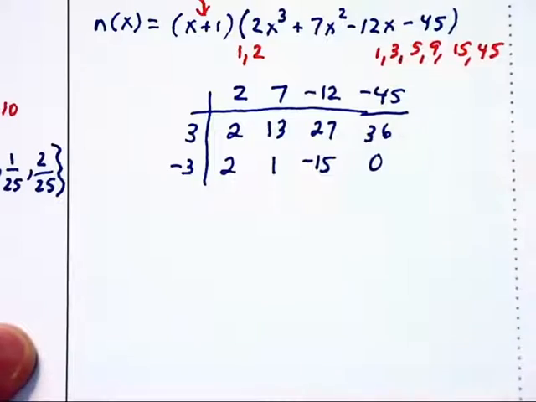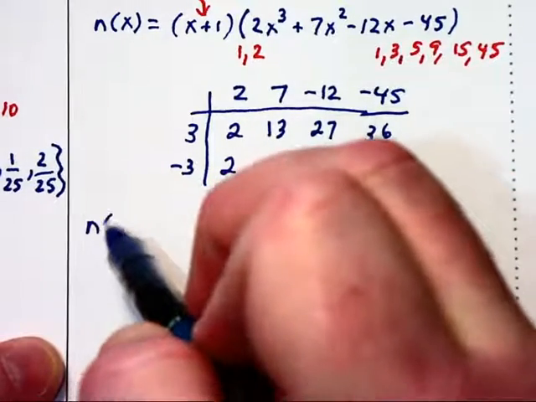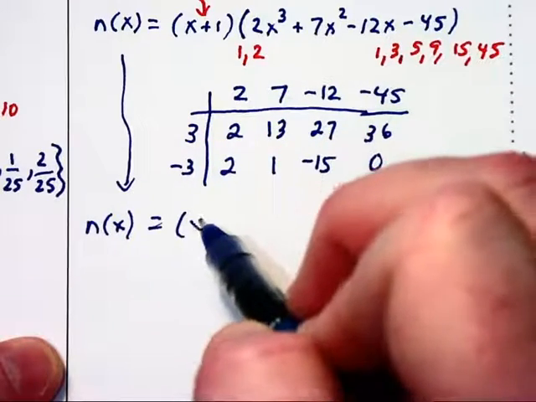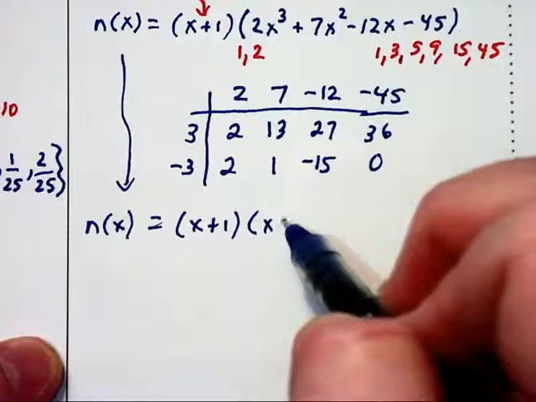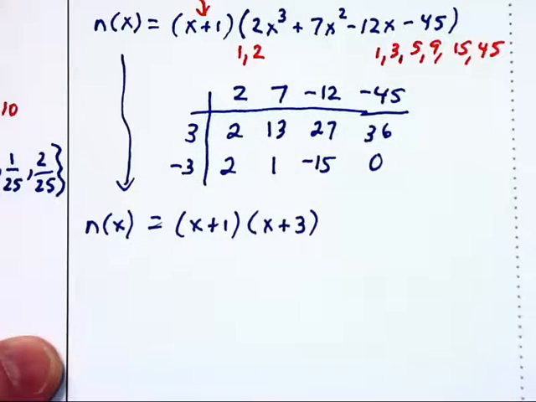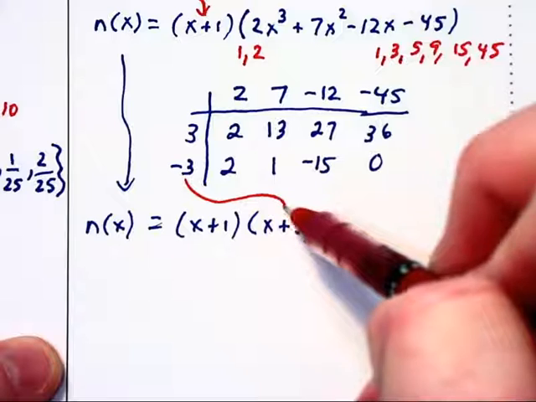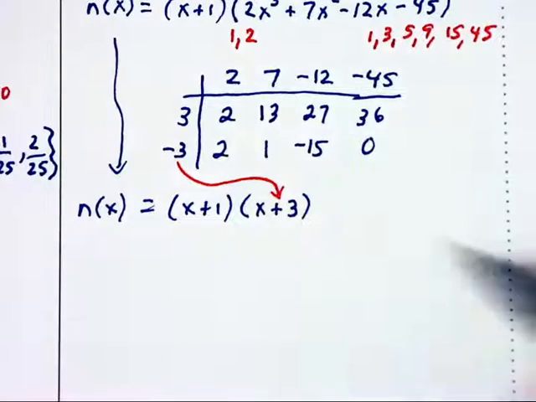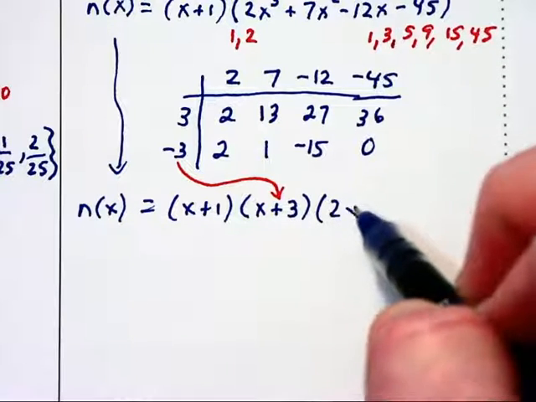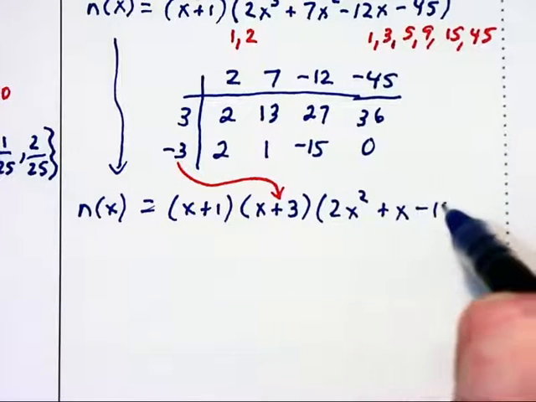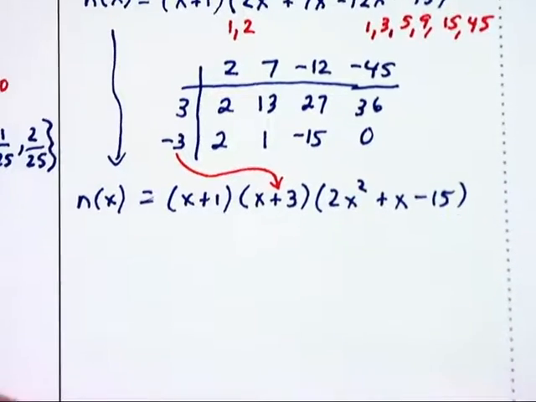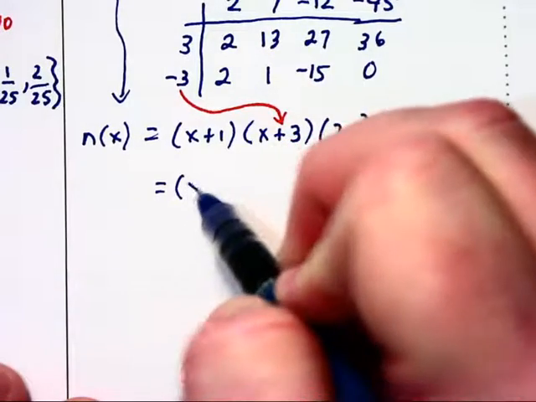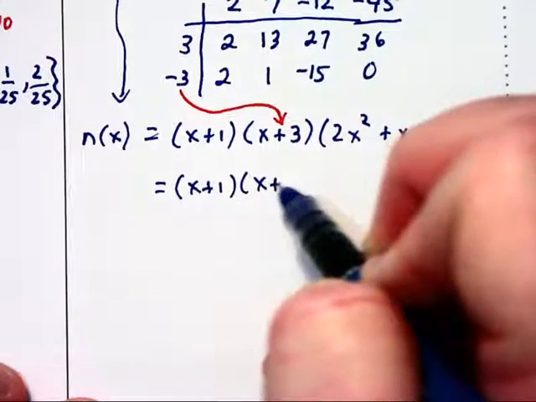Ding, ding, ding, we found a winner. That tells us n of x, coming down from up above here, is still going to have a factor of x plus 1, but we just found out that x plus 3 is another factor because of the minus 3 that we just got there. And now the remaining polynomial is going to begin with an x squared term, and we will have 2x squared plus x minus 15. But this is a second degree term, and we know how to factor those, so we'll leave our x plus 1 and our x plus 3 out front.